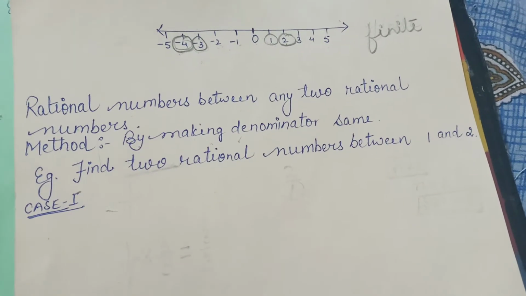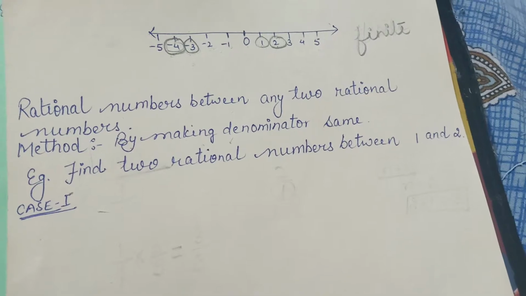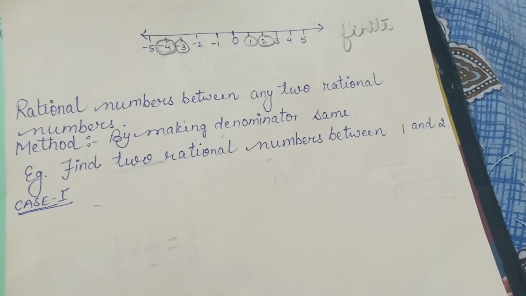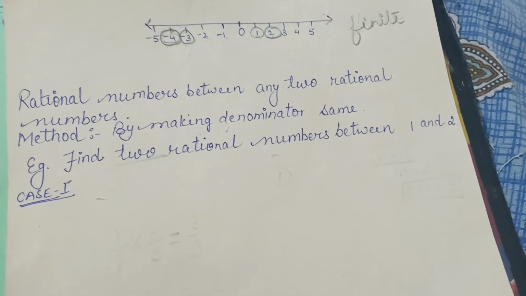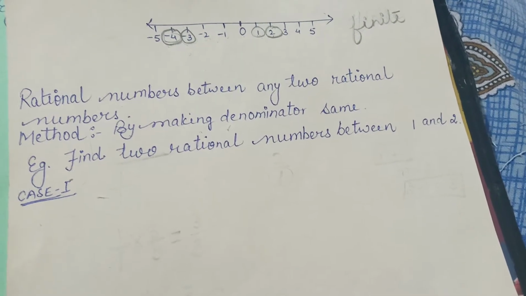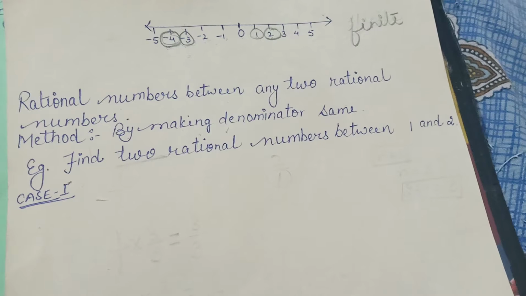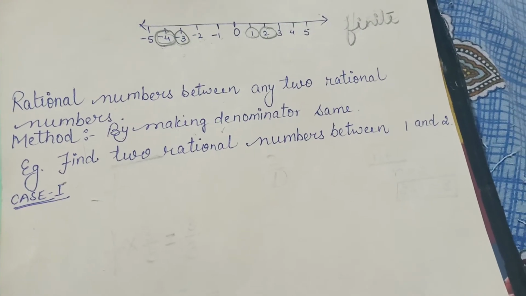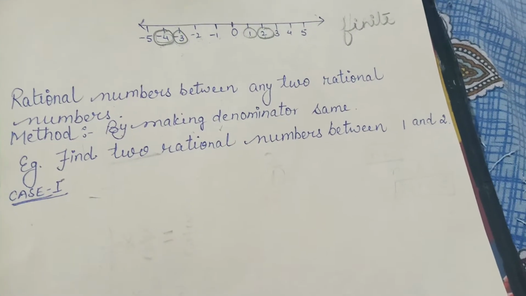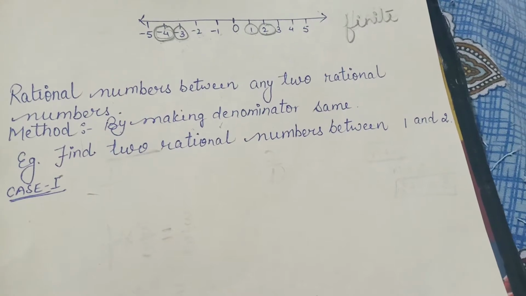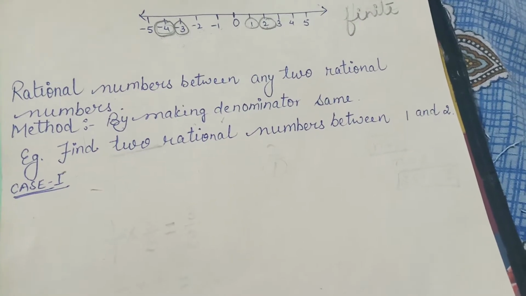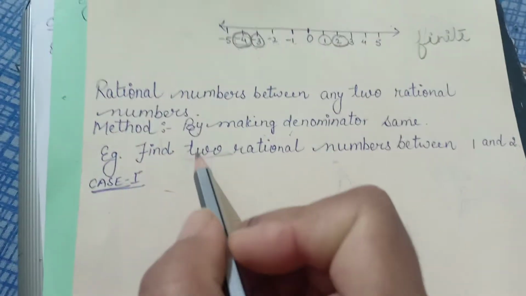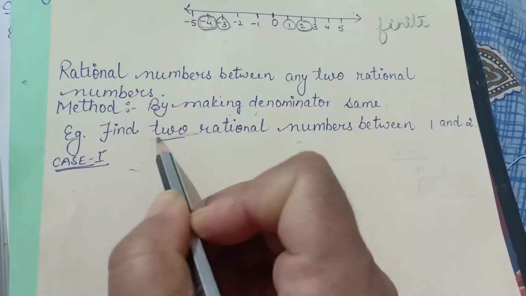So for this we have to find rational numbers. Here we will use a method, that is by making their denominator same. So we'll consider here different cases. First case is, we'll take a first example. Find two rational numbers between 1 and 2. So how to find out the two rational numbers between 1 and 2?